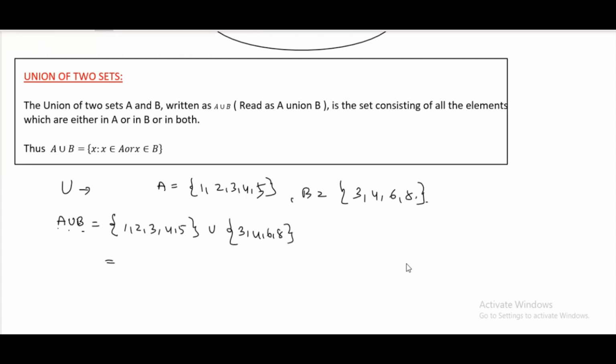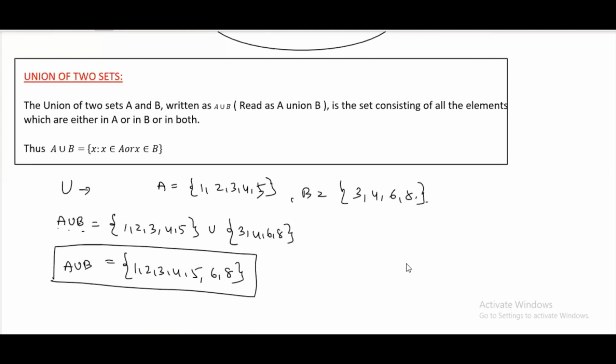So if I take these two sets' union, 1, 2, 3, 4, 5 we have in the first set, and 3, 4 is present in the second set also, but there is no need to write twice. If we write once, it is enough. So 5, and the extra elements in B are 6, 8. So this is A union B. So this is how we write A union B.